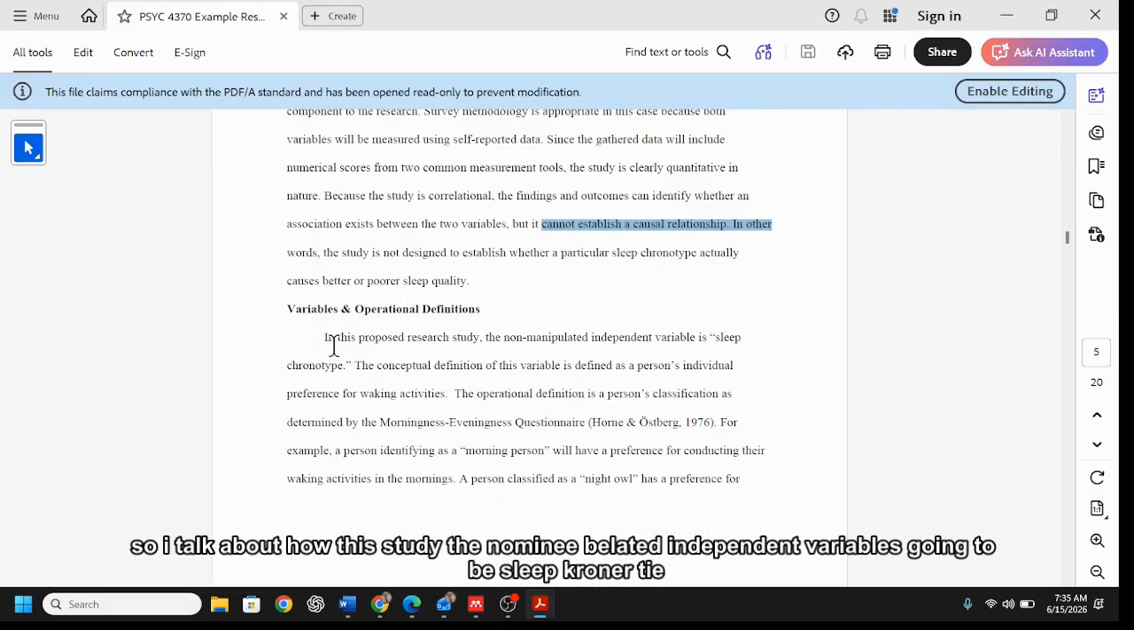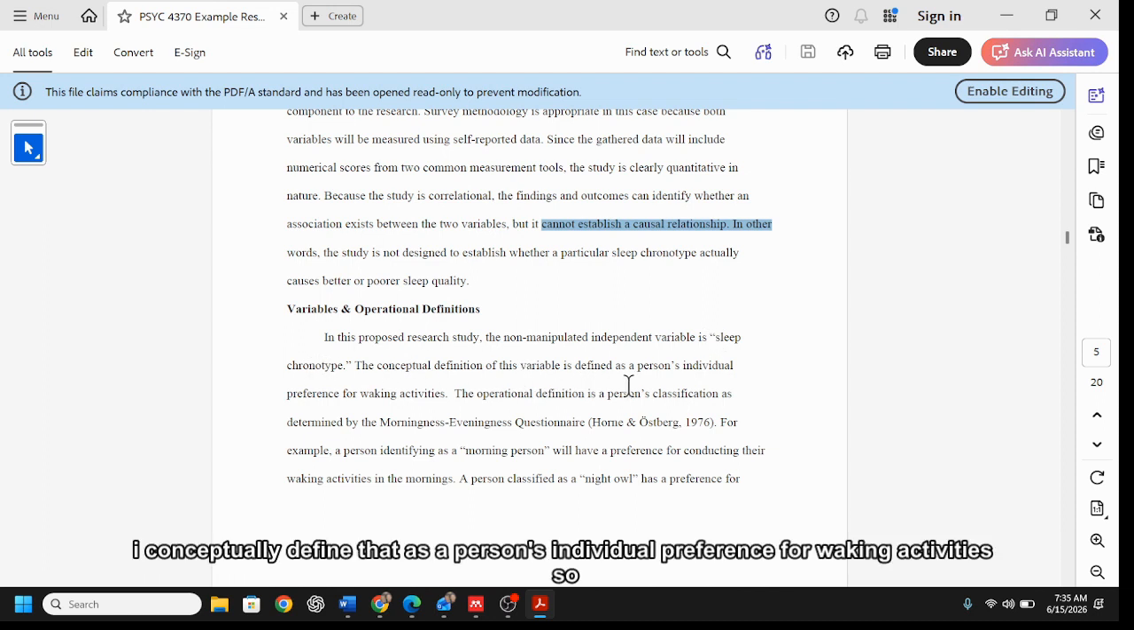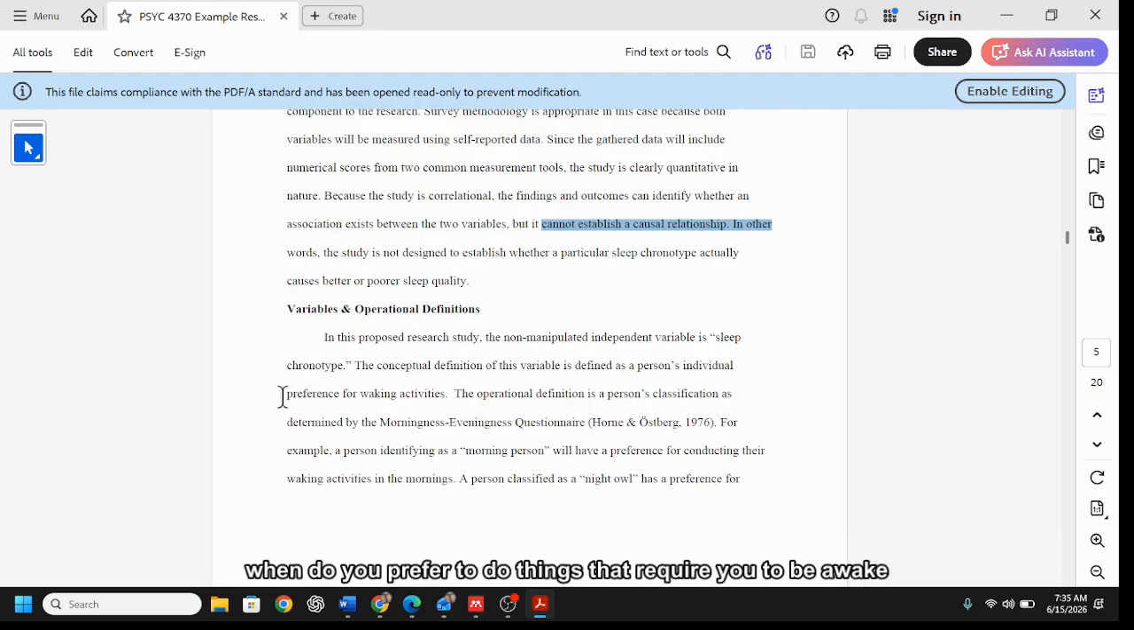So I talk about how in this study, the non-manipulated independent variable is going to be sleep chronotype. I conceptually define that as a person's individual preference for waking activities. So when do you prefer to do things that require you to be awake, like go to class or to work? Then I'm going to operationally define that. And I'm going to introduce my measures here because my operational definition is based on those measures.